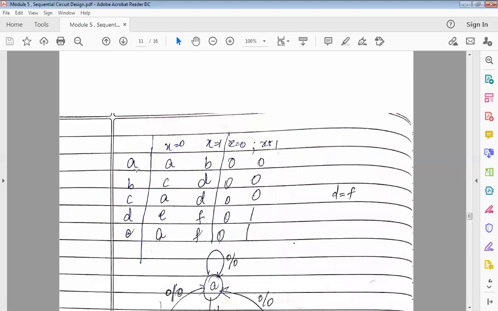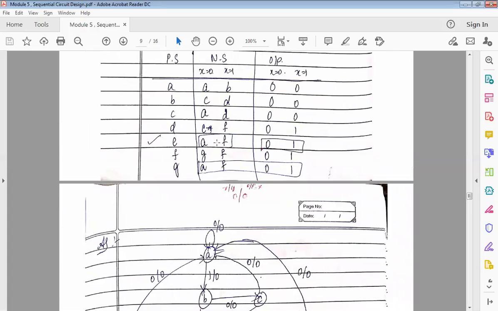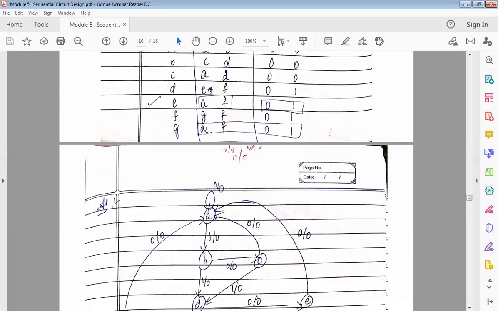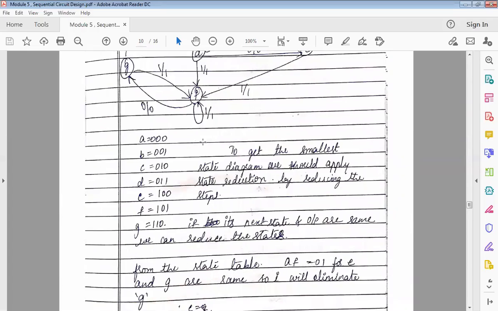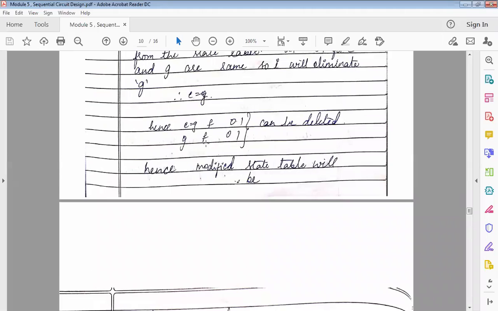Now I have A, B, C, D, E, but where is F? F is actually G and F, right? But since this is also 0, 1, we have done a substitution here. And we will see what kind of substitution is happening here. E is equal to G, and then F 0, 1 can be deleted.